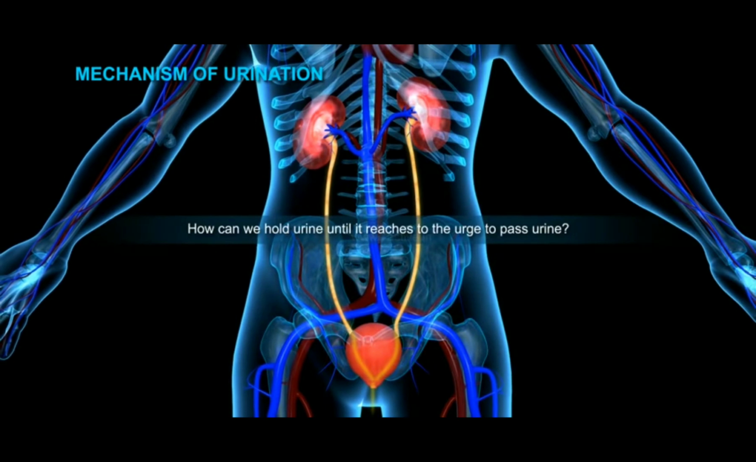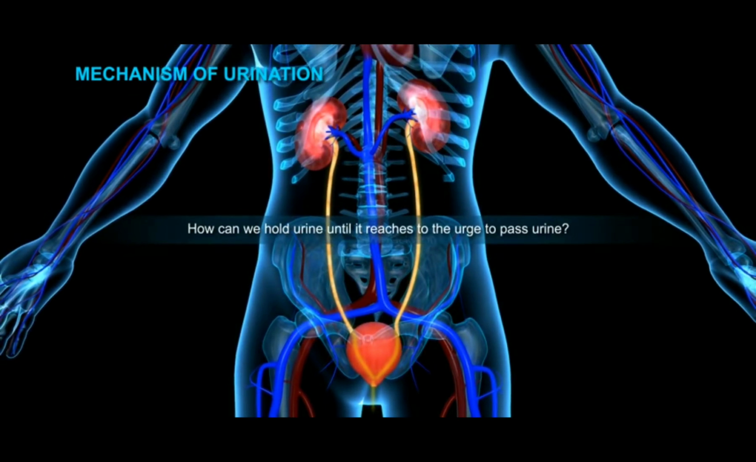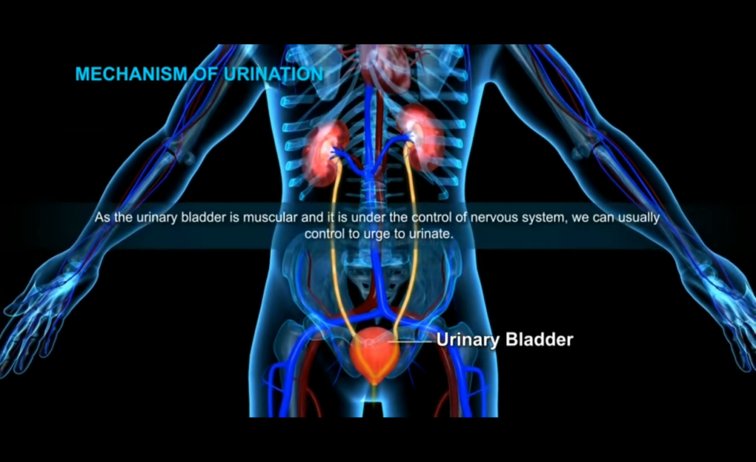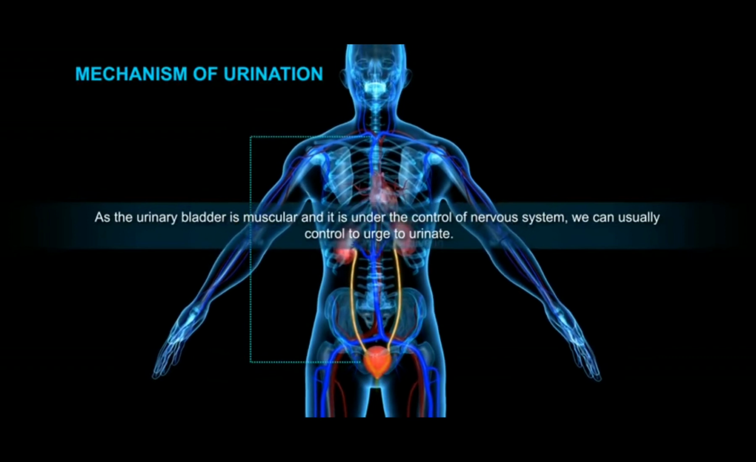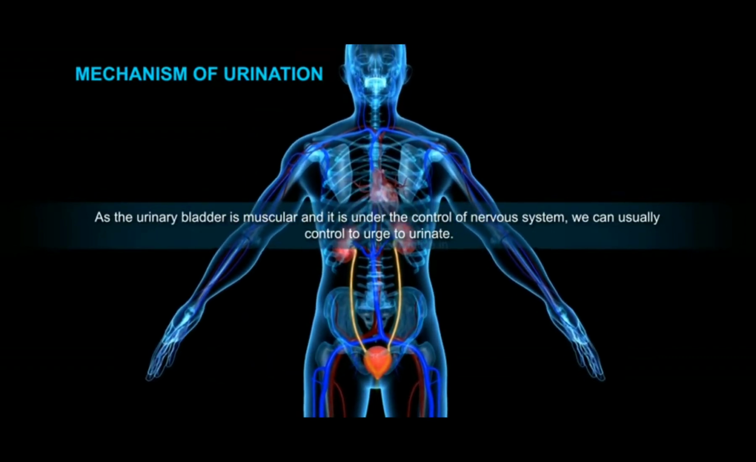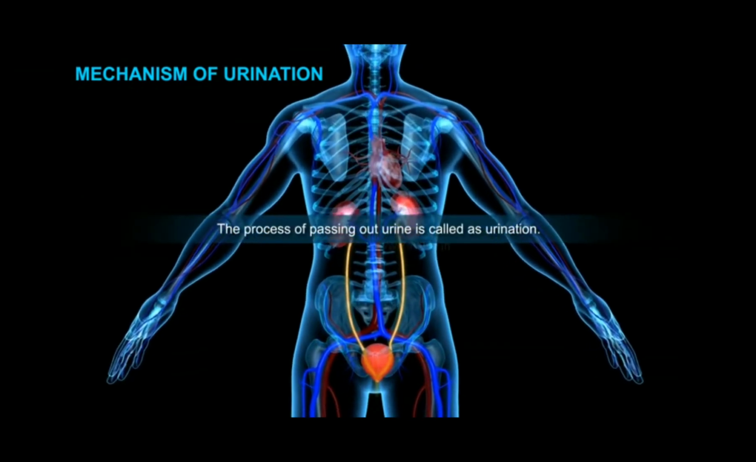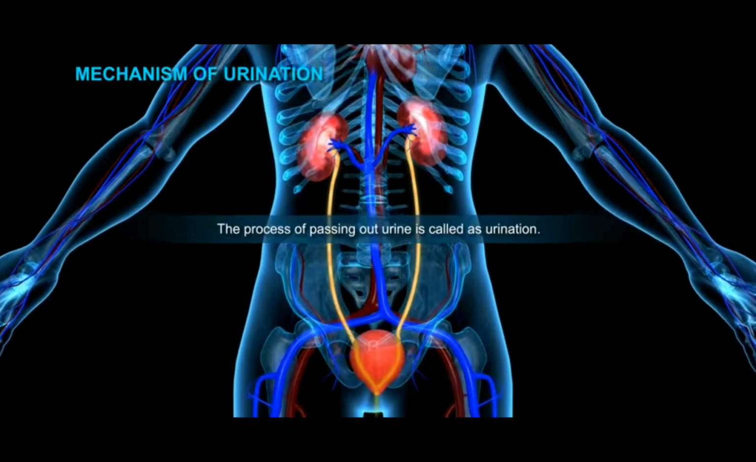How can we hold urine until it reaches the urge to pass urine? As the urinary bladder is muscular and under the control of the nervous system, we can usually control the urge to urinate. The process of passing out urine is called urination.